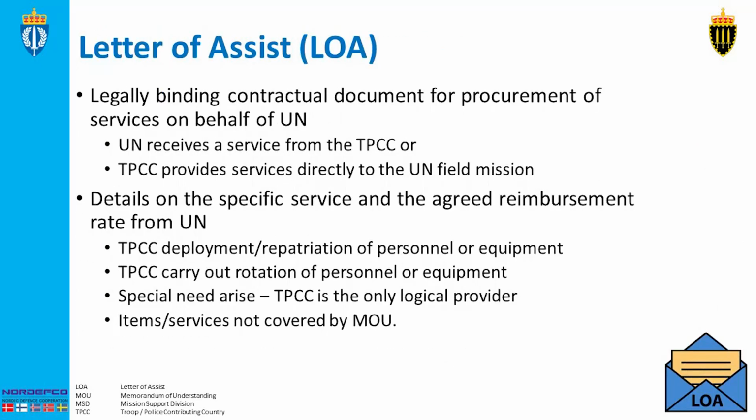A letter of assist is a contractual document, legally binding between the United Nations and the troop or police contributor. It provides the authority for procurement of services on behalf of the United Nations. It is a contract where the troop or police contributor provides a service for the United Nations and where the United Nations reimburses the troop or police contributor for that specific service.